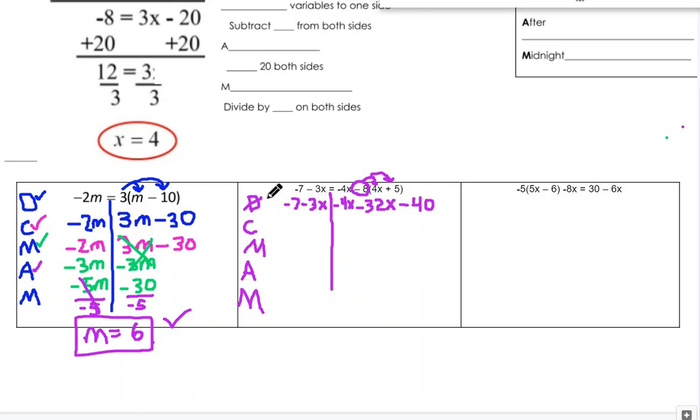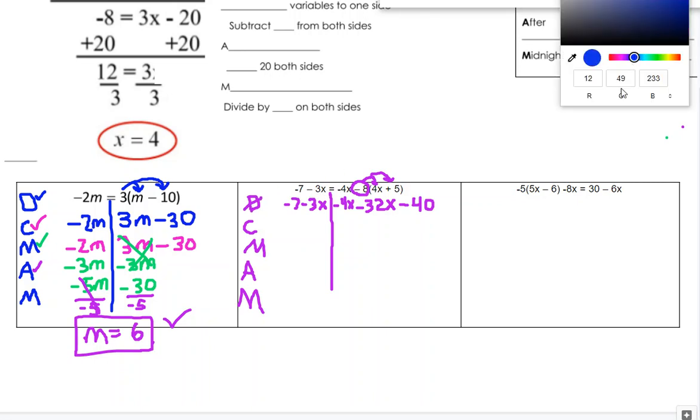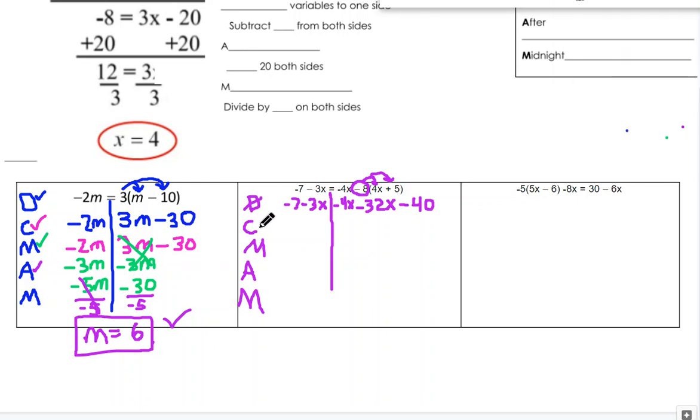All right, and I'm done with distributing. My next step is combine like terms, and I can only combine things that are on the same side. On my left side, I can't combine these things, so I'm just going to bring it down. Negative 7 minus 3x. I can't combine those two because the 3 has an x and the 7 doesn't.